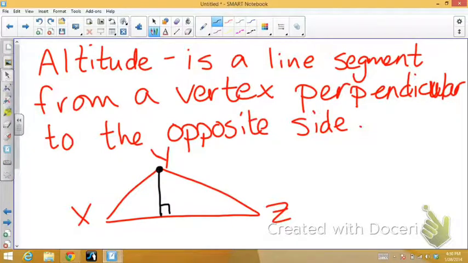Now we could do this from any side. I don't have to come straight down from the Y. I could start at the Z. This one's going to be a little bit harder to see where the right angle would be. And it helps if you have like a ruler and stuff, which I do not. So we can draw an altitude from any of the vertexes.